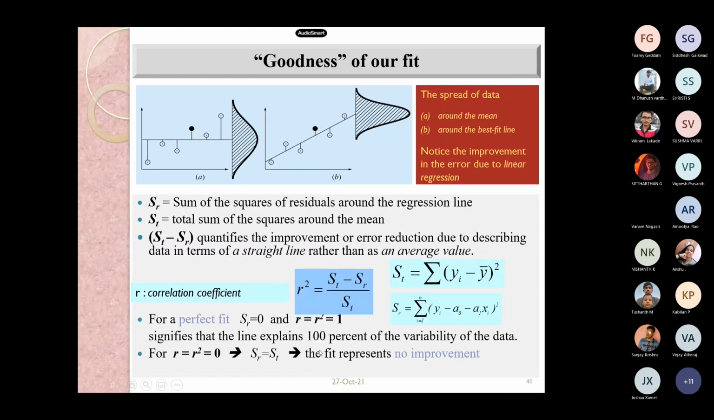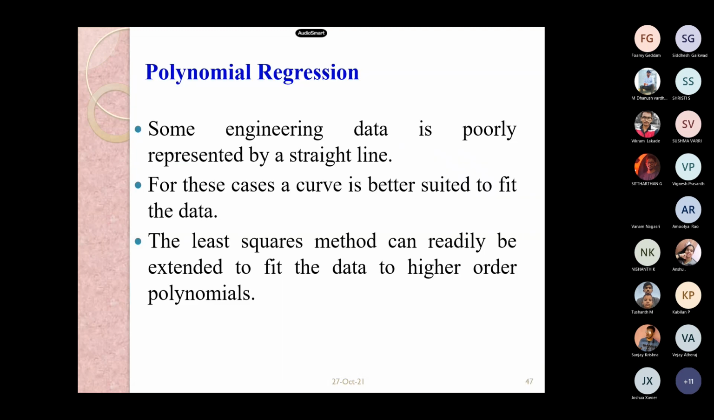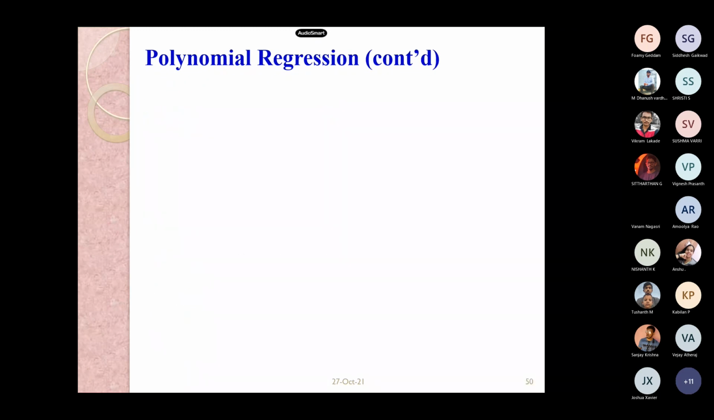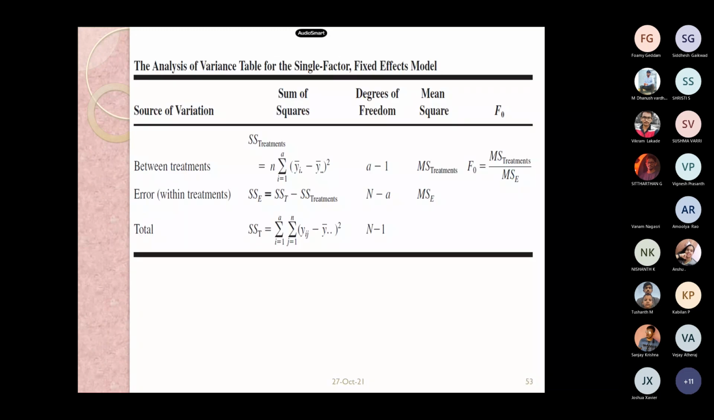This was introduced by Karl Pearson, and this is the measure of reliability. When R is nearer to 1, at that time the predicting ability of your model is good. If it is far away from 1, then the predicting ability will be very low. And similarly, polynomial regression, the derivation of these formulas, and the analysis of variance.